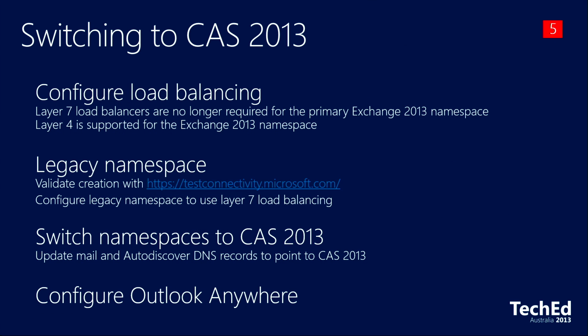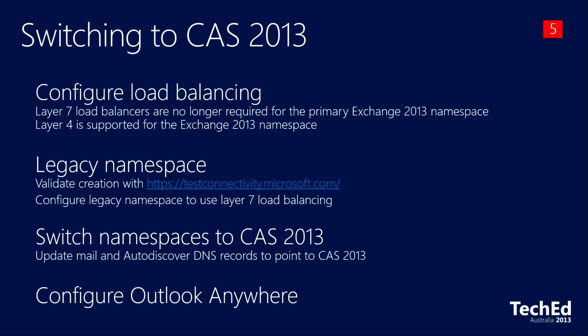All right, the next thing is to switch that primary namespace. So I did talk about it being as simple as a DNS change, but obviously there's load balancing that's involved as well. From a load balancing perspective, things have gotten a little bit better in Exchange 2013 in regards to the fact that you have more options available to you right now. So in Exchange 2010, we really required you to have a load balancer that supported application-level session affinity, or what is sometimes called Layer 7 load balancing.